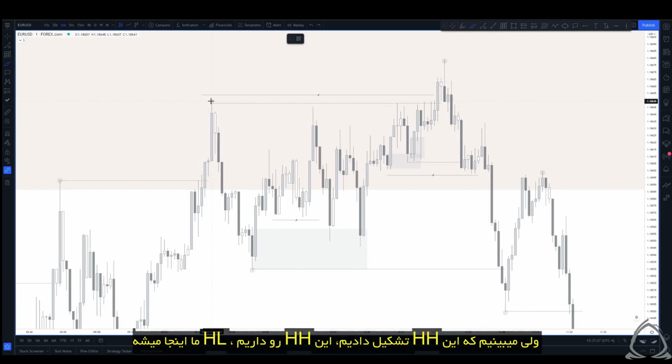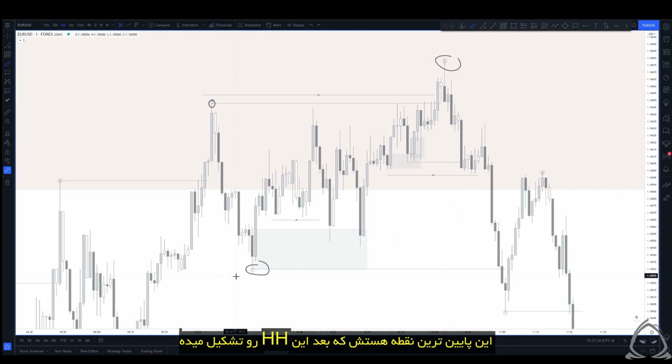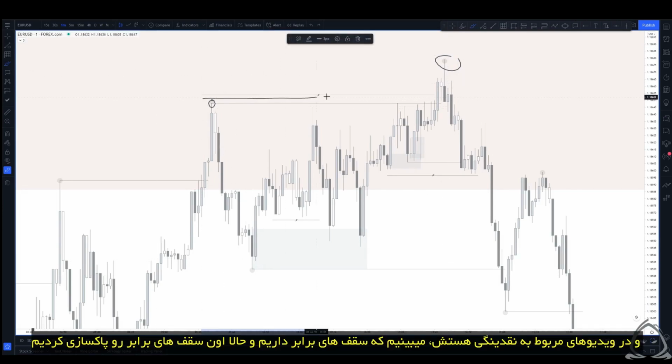But what we can see is we create this higher high, we have this higher high, our higher low would be here. This is the lowest point that then creates this higher high being created. What we can see, and we'll touch on this later in the liquidity series, is we have equal highs, and we've now swept those equal highs.